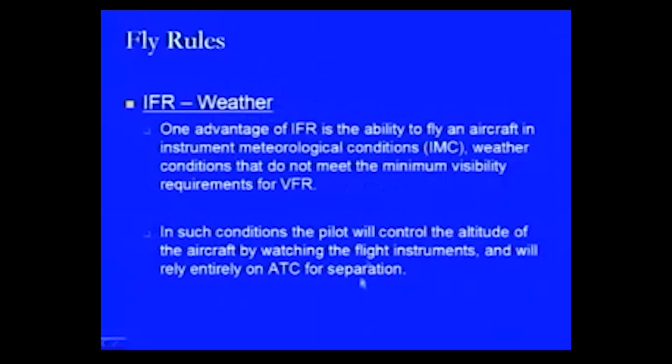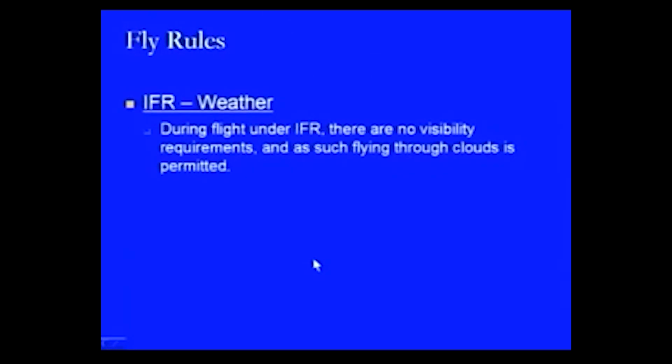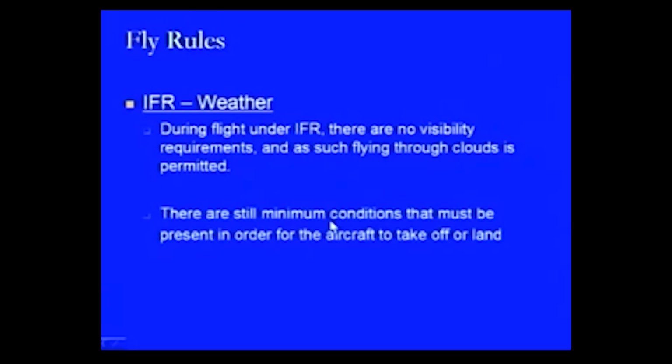So ATC, the air traffic control system, will be providing the information for maintaining the separation between the aircraft or the obstacles, and the altitude will be maintained by the pilot using the electronic gadgets provided on board. Further, during flight under IFR, there are no visibility requirements, and as such flying through clouds is permitted. There are still minimum conditions that must be present for the aircraft to take off or land.